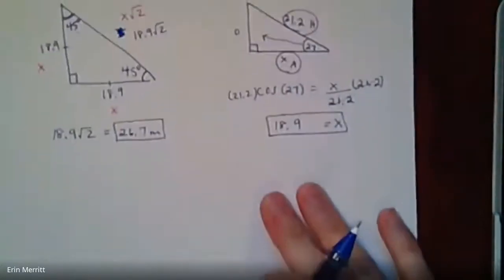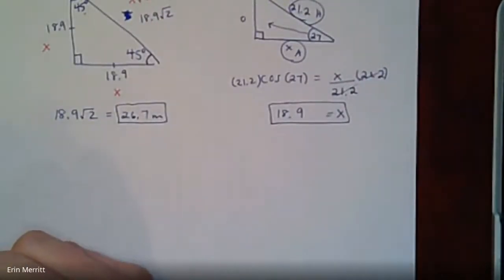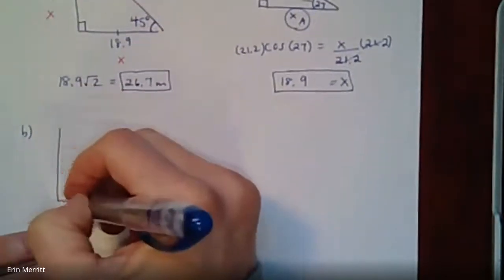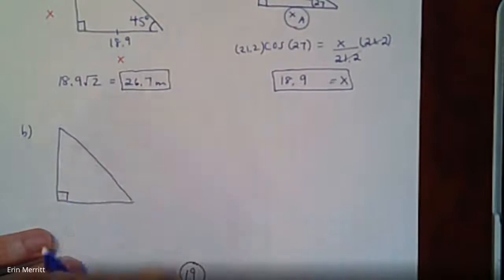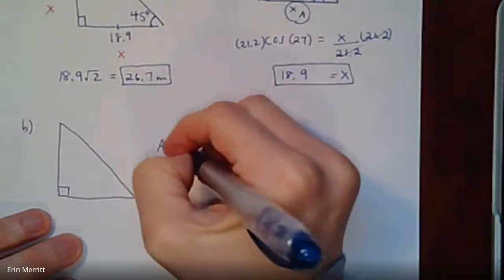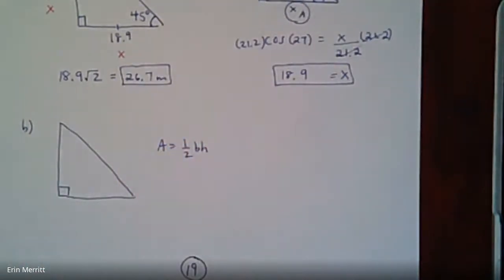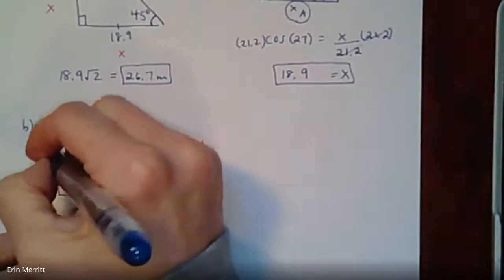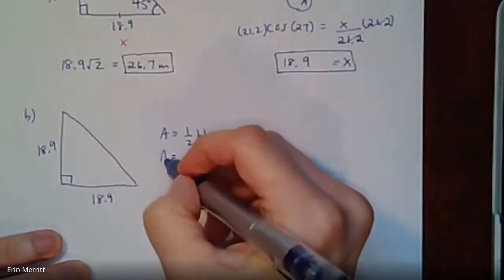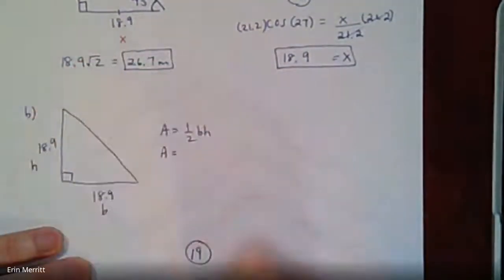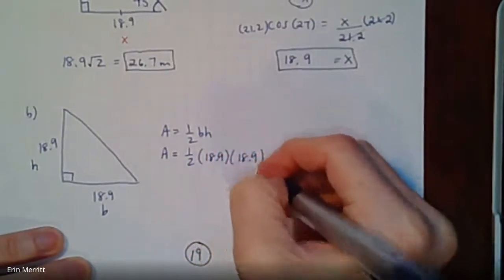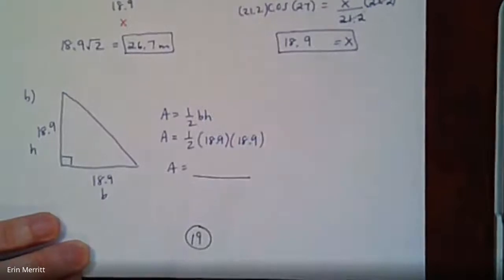The last part says use the answers from part A and find the area of triangle RTX. So that's the whole thing, the area of this big old triangle here to the nearest square meter. And then recall the area formula: 1/2 base times height. I'm sure most of you probably remembered that one already. So if this is 18.9 and this is 18.9, then this is my base and my height. So 1/2 of 18.9 times 18.9 should give me my final answer right here.